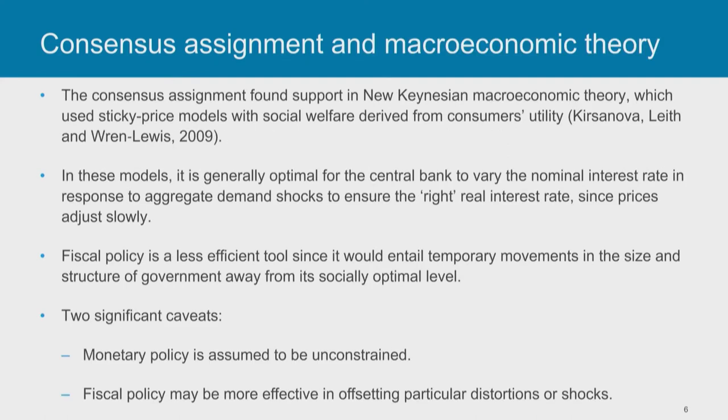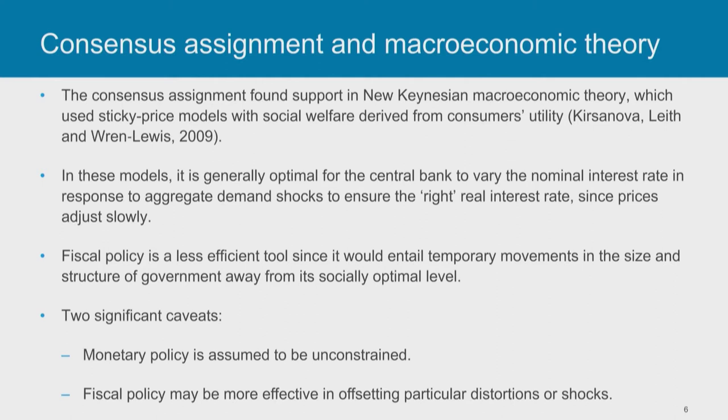The consensus assignment found support in New Keynesian macroeconomic theory, which used sticky price models with social welfare derived from consumers' utility. In these models, it's generally optimal for the central bank to vary the nominal interest rate in response to aggregate demand shocks to ensure the right real interest rate, since prices adjust slowly. Fiscal policy is a less efficient tool, since it would entail temporary movements in the size and structure of government away from its socially optimal level.